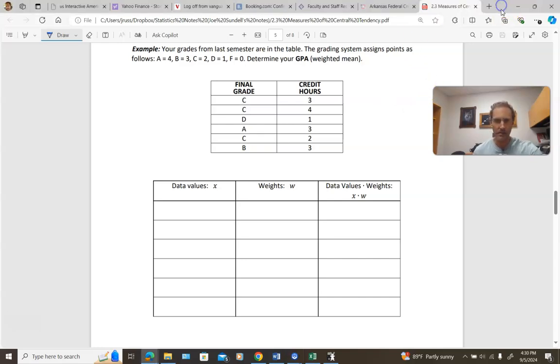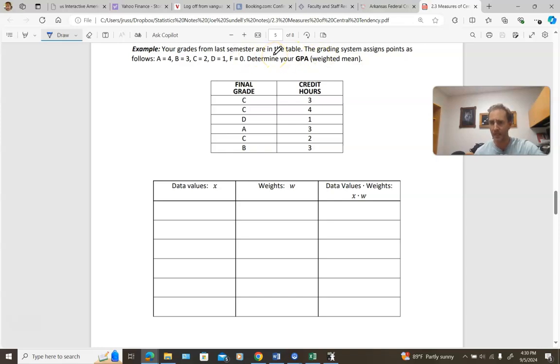Alright, welcome back, guys. So this next example will be finding another weighted mean. This is very similar to the last one. It says your grades from last semester are in the table, and the grading system assigns points as follows. And you guys probably know this. There's 4 points associated with an A, 3 with a B, 2 with a C, 1 with a D, and then no points associated with an F.